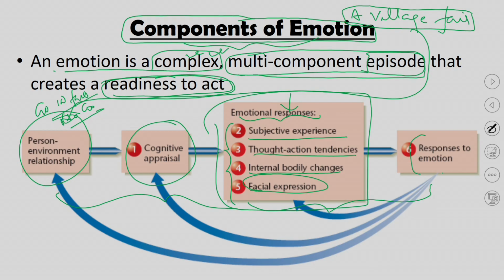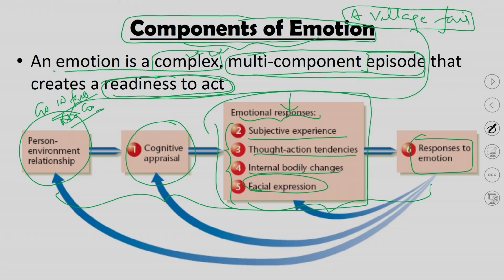And the last step is called response to emotion, which is the step in which, when you feel happy in the fair, you start acting accordingly. So, you start clapping in the fair, jumping up and down, talking loudly to people, enjoying, maybe whistling, maybe all kinds of things that you do when you are happy.